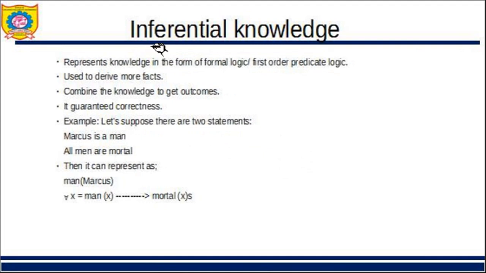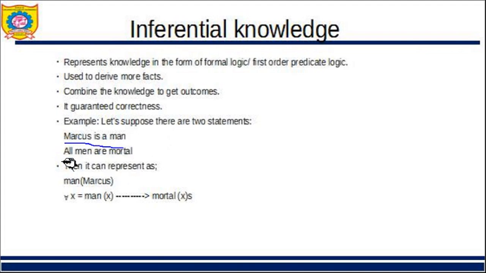Okay, the third one is inferential. Inferential stands for what? It represents the knowledge in the form of formal logic or first order predicate logic. It is used to derive more facts. It combines the knowledge to get outcomes. It guarantees correctness. Inferential means you are trying to derive the conclusion. Let us see an example.